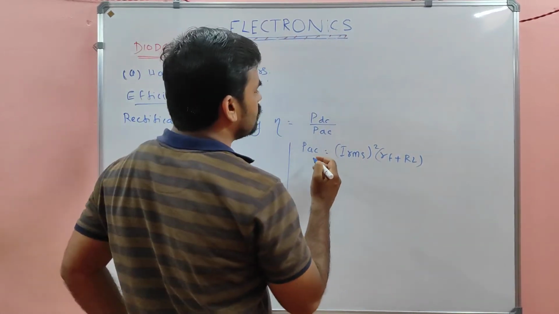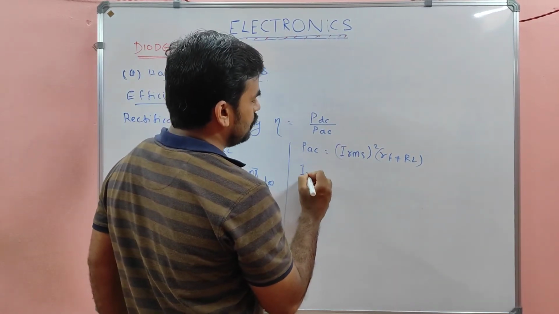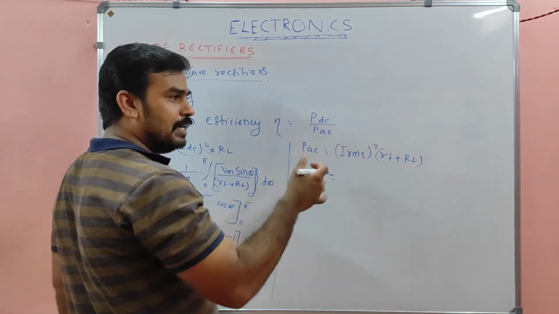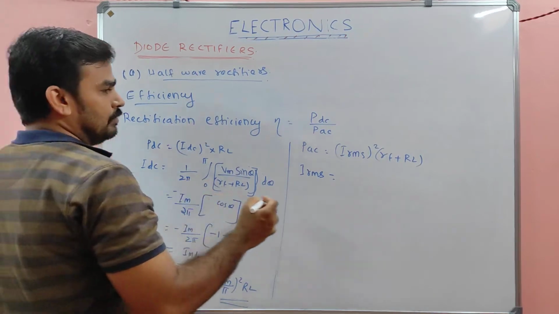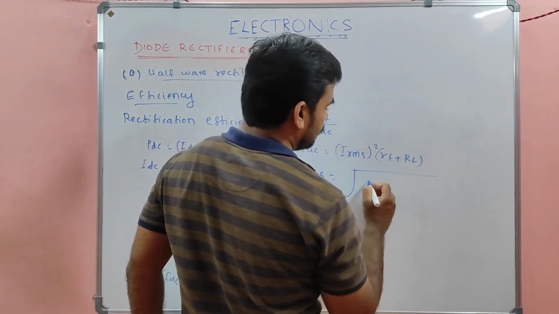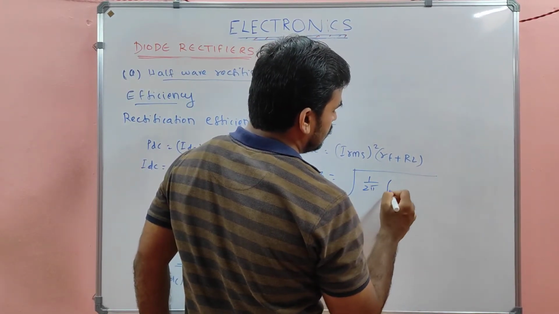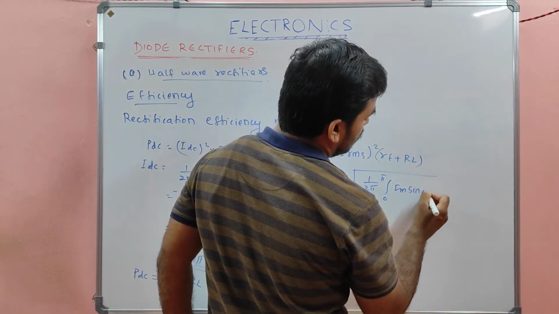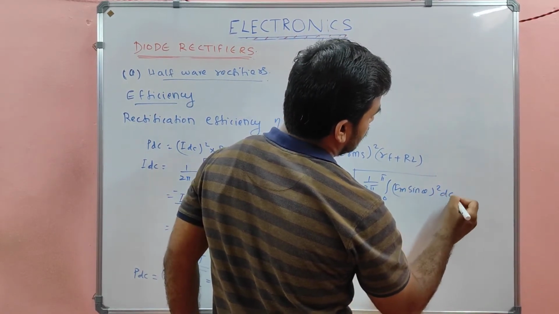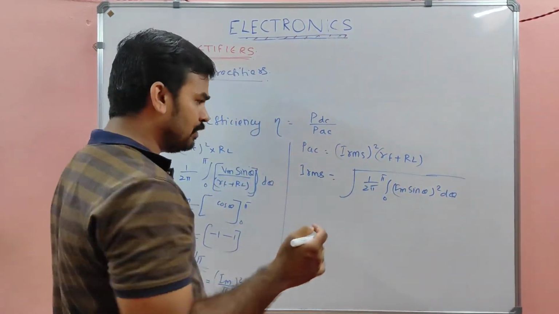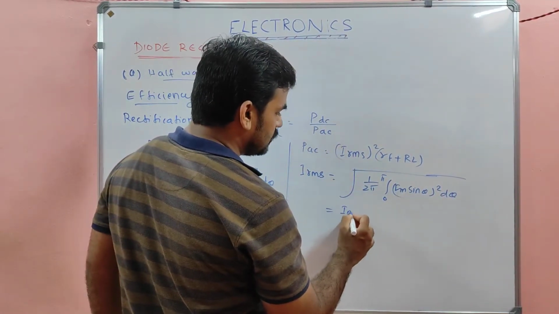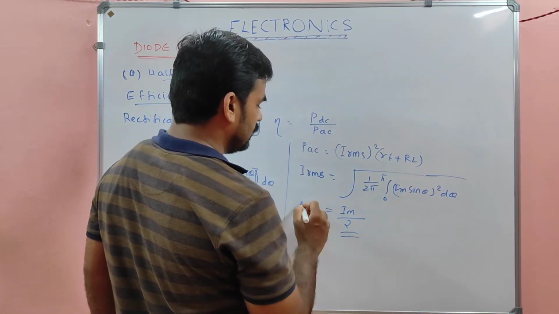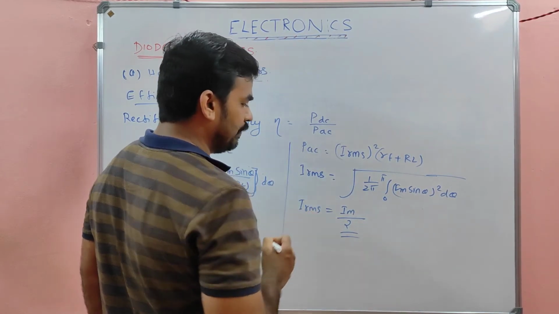Then what is the IRMS value? What is the RMS value? You already know the definition, 1 by root of this thing. I will explain that also: 1 by 2 pi, integral 0 to pi, (Im sin theta) the whole square d theta. If you solve this, you will definitely get Im by 2. That is nothing but IRMS. So you solve, you will be able to get it.